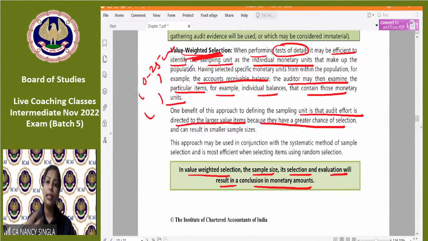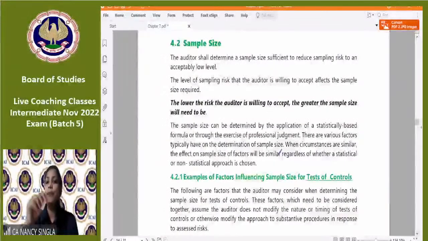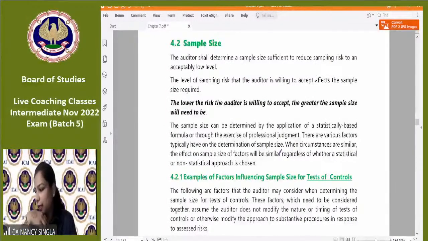Instead of saying that out of 10,000 vouchers, I'll be taking on a sample basis 1,000 vouchers, he'll be saying that I'll be taking 10,000 value of the transaction. So value is being given weightage here. How the auditor will be doing that, if time permits, I'll definitely show you a practical example, though that is not as such relevant from your examination point of view, but for your understanding, it will definitely help you. Okay?